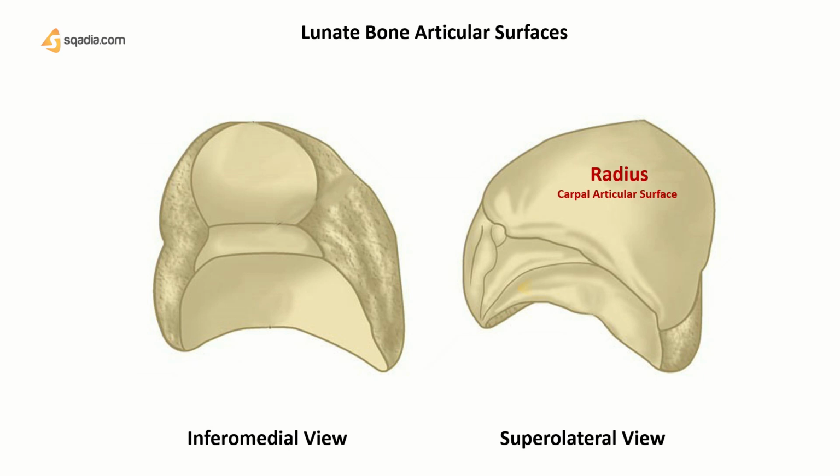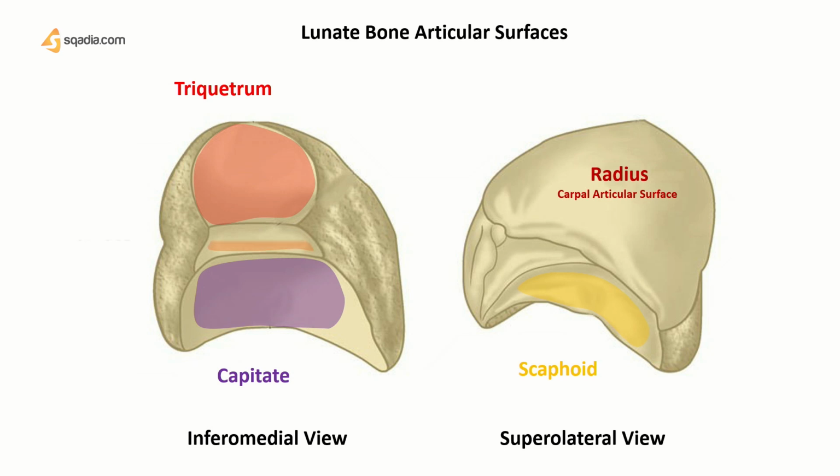Superolaterally, the scaphoid bone is present on the medial side. And if you look at the inferomedial view, the capitate bone is present on the superior side, the triquetral bone on the lateral side, and in the end, the hamate bone is present inferomedially. The lunate bone is the most frequently dislocated bone among the carpal bones.